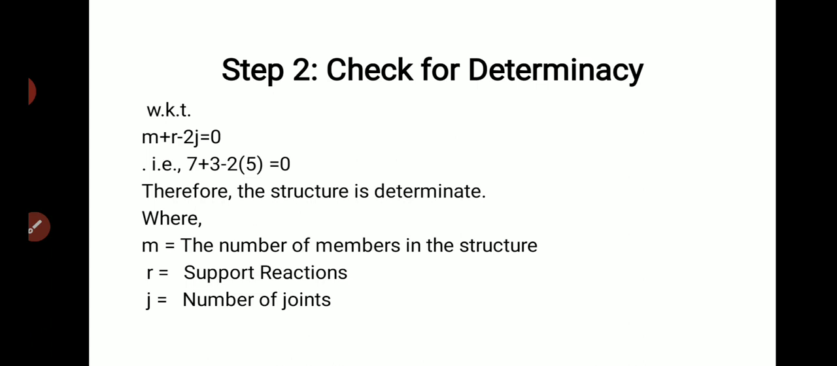Since it is a plane truss, I can apply the formula m plus r minus 2j. Here the number of members is 7 and the number of reaction forces is 3, 2 at the hinge and 1 at the roller, and the number of joints is 5. So it is structurally determinate. If I solve that, I'll get 0. Therefore the redundancy is 0. The structure is purely determinate.